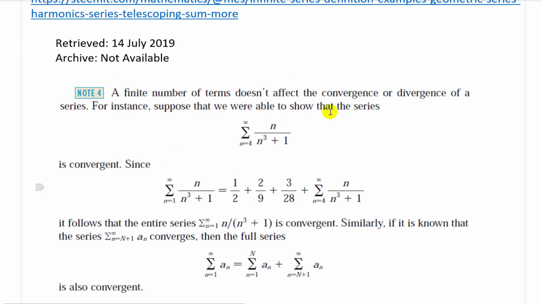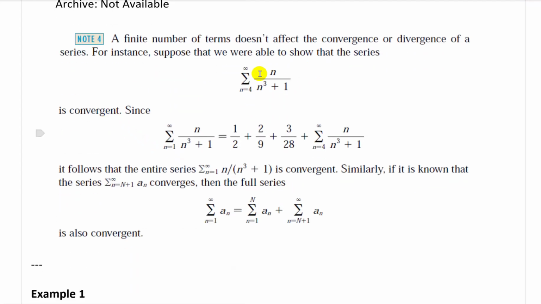For instance, suppose that we're able to show that the series summation from n equals 4, as opposed to n equals 1, to infinity of n over n cubed plus 1 is convergent. If you're looking at n equals 1 to infinity of n over n cubed plus 1, then we could just add the first three terms: 1 over 2 plus 2 over 9 plus 3 over 28 plus this one that's convergent. Because this one is convergent, and this is just a summation of finite terms, it follows that the entire series from n equals 1 to infinity of n over n cubed plus 1 is convergent.